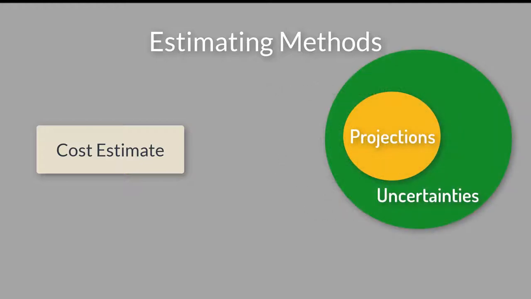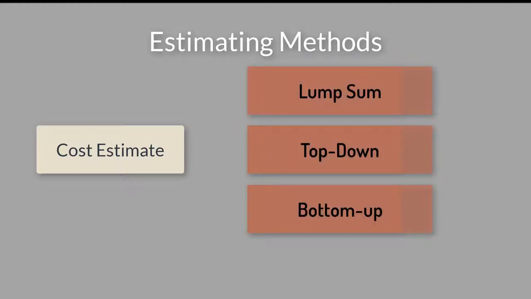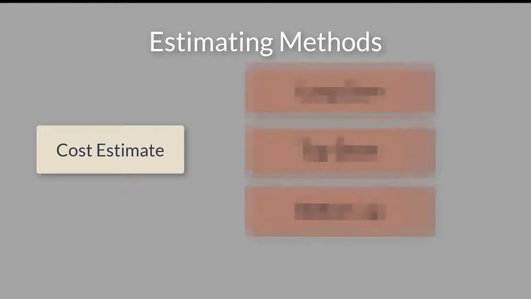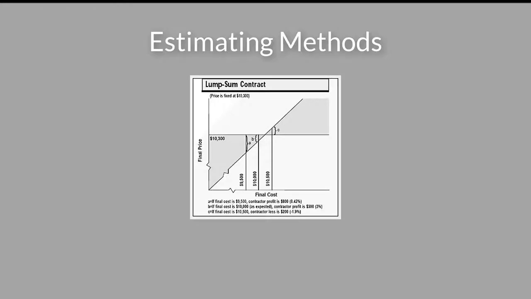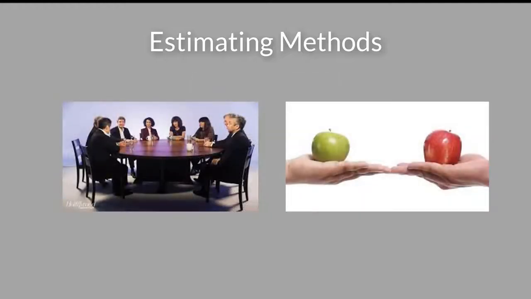Every cost estimate will be based on projections and cannot be predicted with absolute certainty. Generally speaking, there are three common cost estimating methods: lump sum, top down, and bottom up. In some instances, a combination of these methods may be used. The lump sum estimate projects the cost on a bottom line basis. This type of estimate may be useful when the ultimate award price can be determined without examining individual cost elements. Two methods of lump sum estimating are round table and comparison.